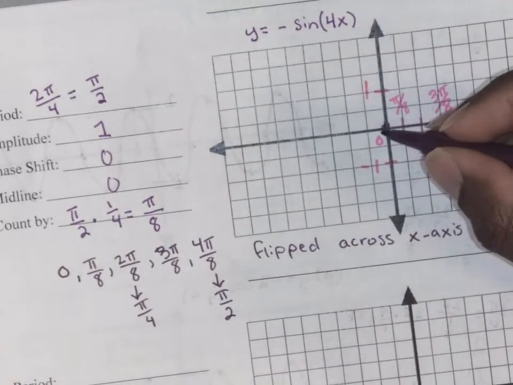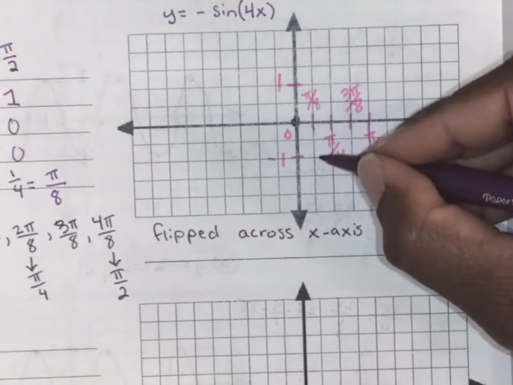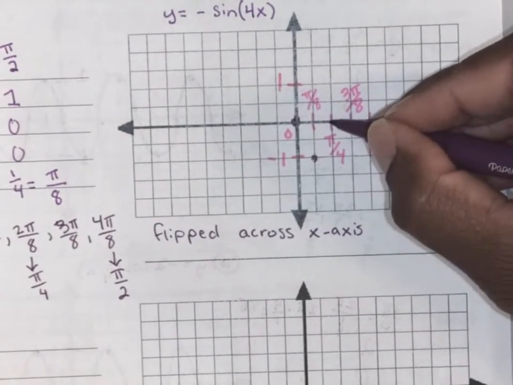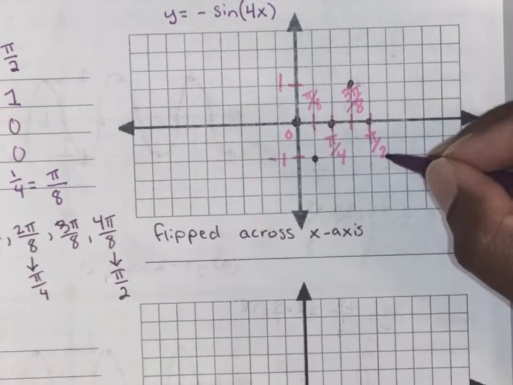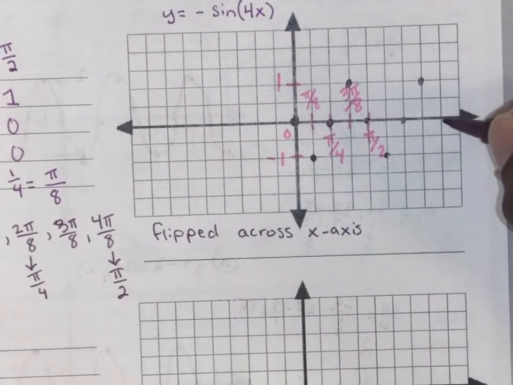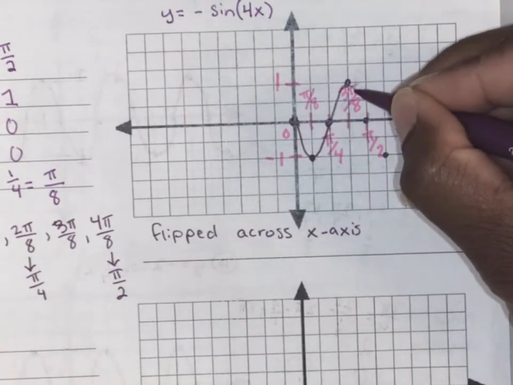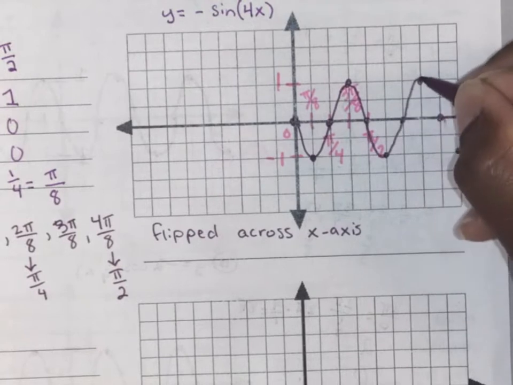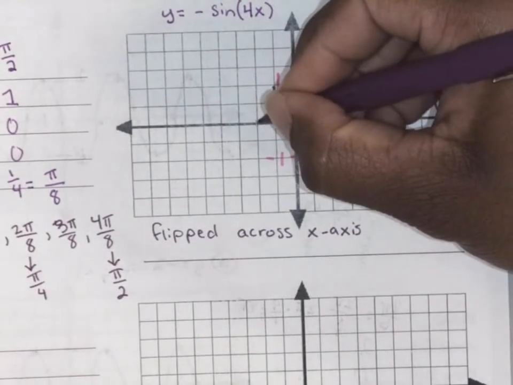So normally my next spot would be to go up here, but since it's reflected across the x-axis, my next spot would be to go down here. And then from here, I will keep following the pattern. Midline, amplitude, midline, amplitude, midline, amplitude. Just like that, and I will work to the left.